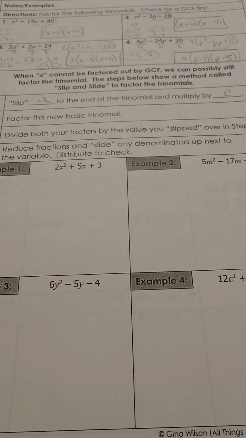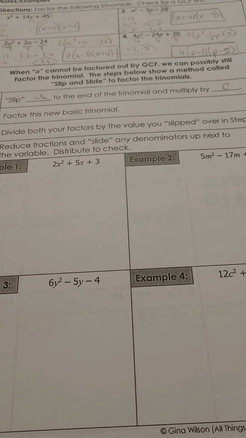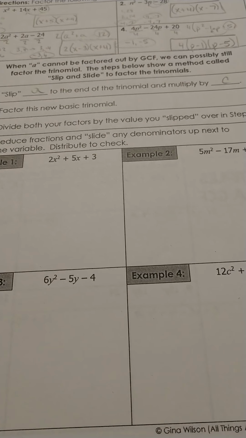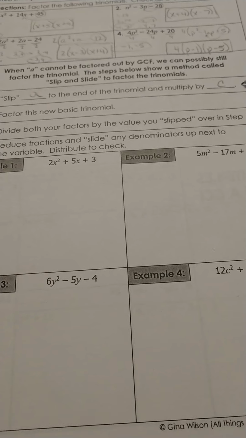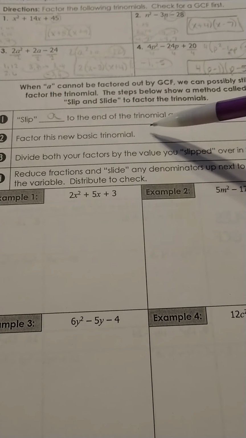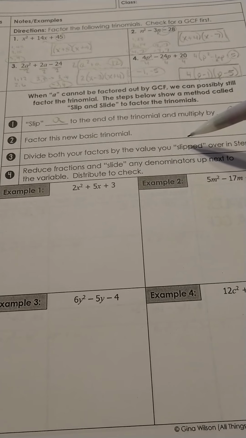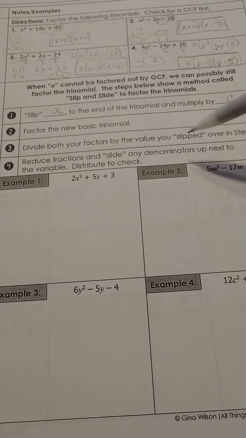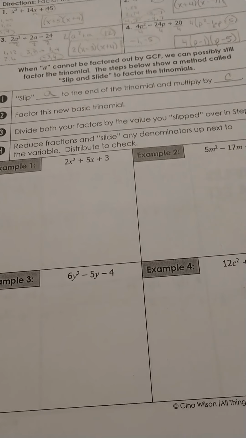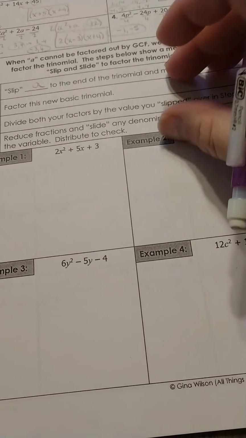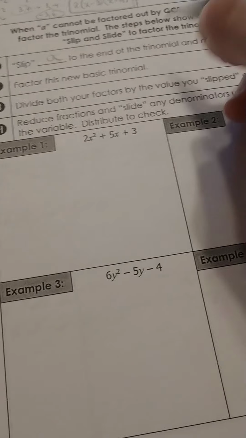The steps below show a method called slip and slide. So you're going to slip a to the end of the trinomial, multiplied by c. And then you're going to factor the new trinomial. You're going to divide by that a value, and then you're going to reduce. So I understand this makes no sense. So we're going to go ahead and do one.